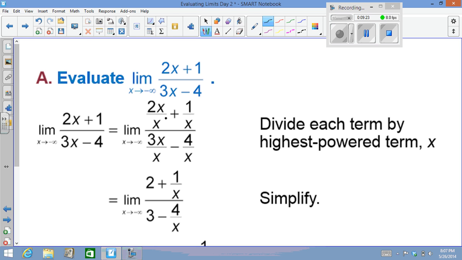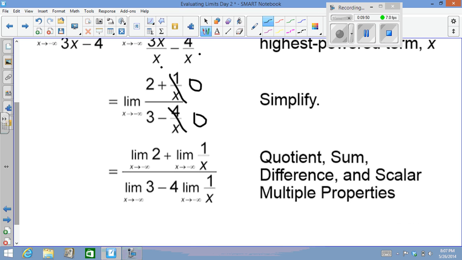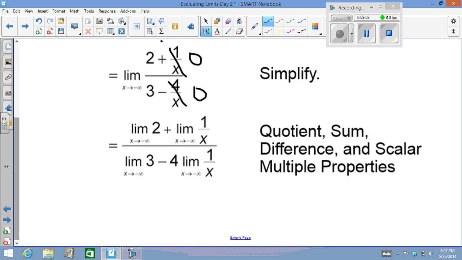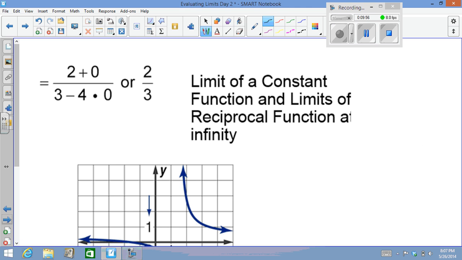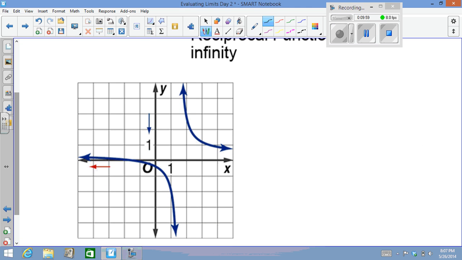So I have 2x divided by x plus 1 over x, because I'm going to divide every term by x, and then the 3 is going to be divided by x, and then the 4 is going to be divided by x. Anytime it has something with an x in the denominator and it's going towards either infinity or negative infinity, it becomes 0. So that up there is a 0, and that down there is a 0. So when I take my limit, I'm just left with 2 over 3. So that's going to be my limit. It goes a little bit more in depth here, but then we end up with 2 over 3, which can also be shown if I look at the graph. As x goes to infinity, negative infinity, the graph goes to 2/3.